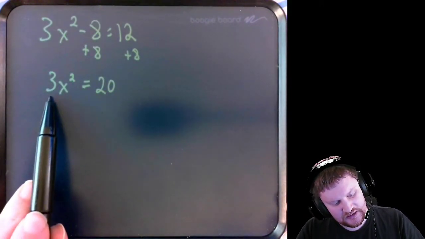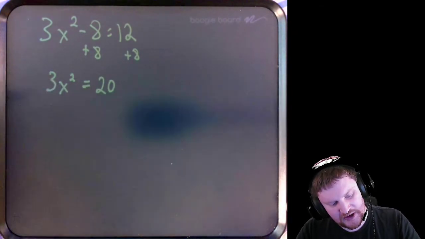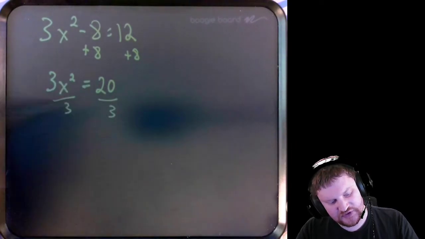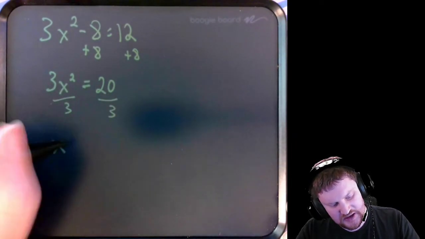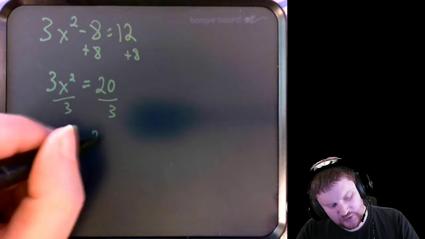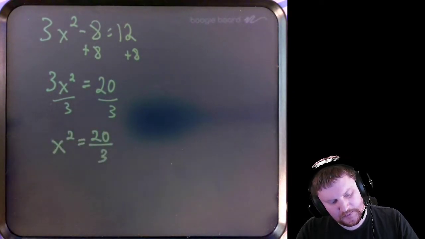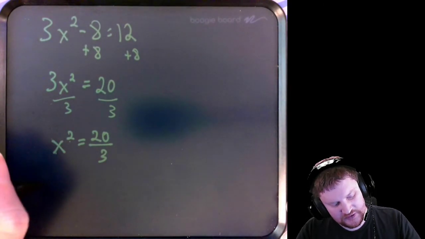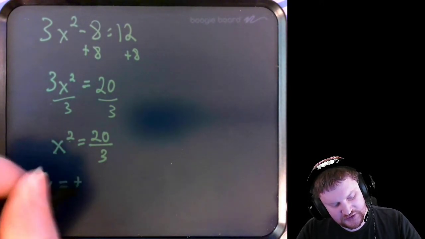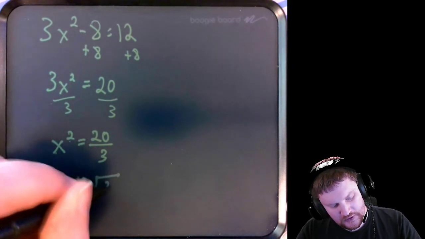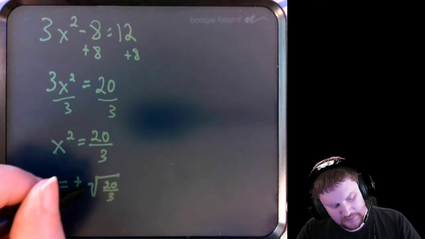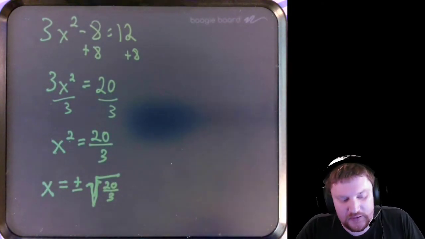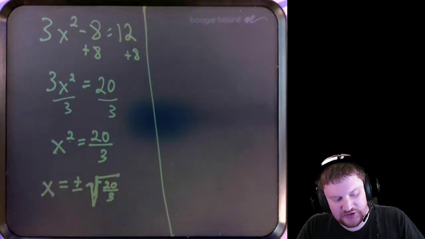Next, we're multiplying by 3 here. The opposite of multiplication is division. So we divide both sides by 3, giving us x squared equals 20 over 3. Now that the x squared is by itself, we take the square root of both sides and we get x equals plus or minus the square root of 20 over 3. However, this is not the answer that they want. They want it in simplest terms.